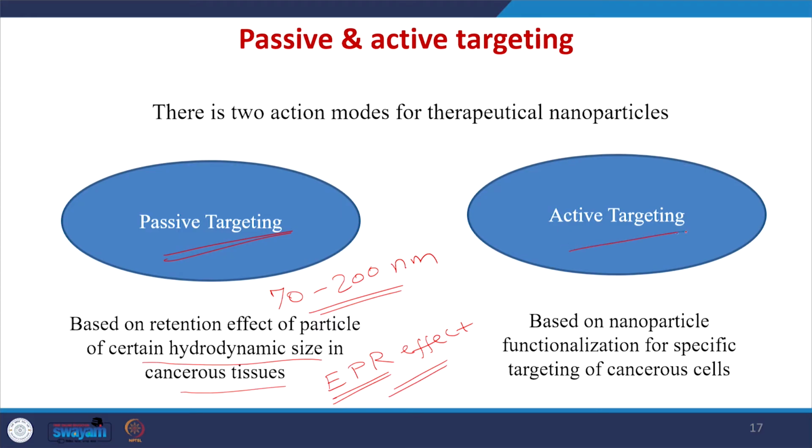And the next approach is active targeting. Here we have to add specific functional group or we have to add antibody specifically for the cancer cell. Once you add the antibody specific for the cancer cells, these nanoparticles will go and bind specifically to the cancer cell and destroy the cancer cell. This is called active targeting.